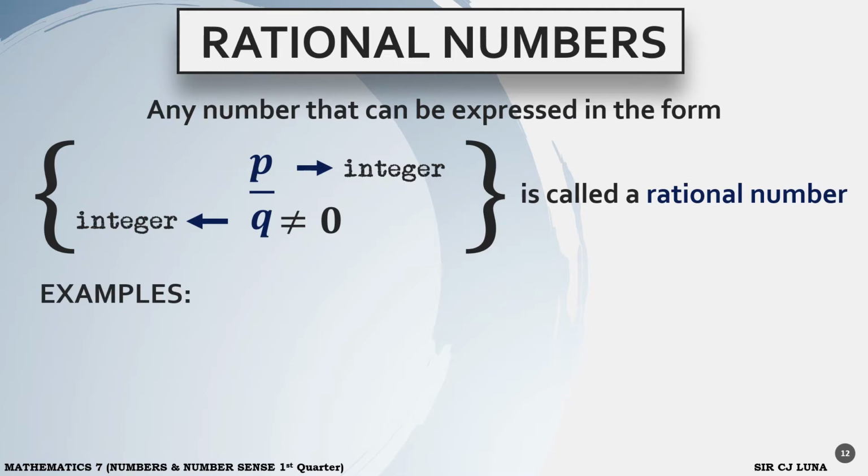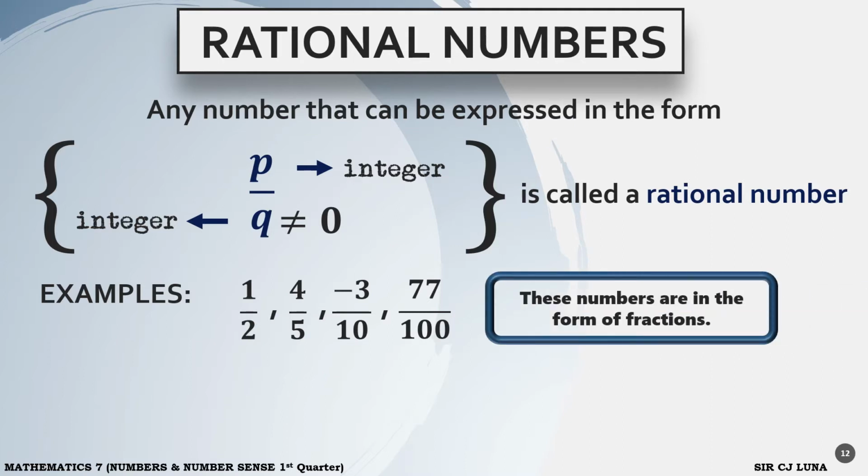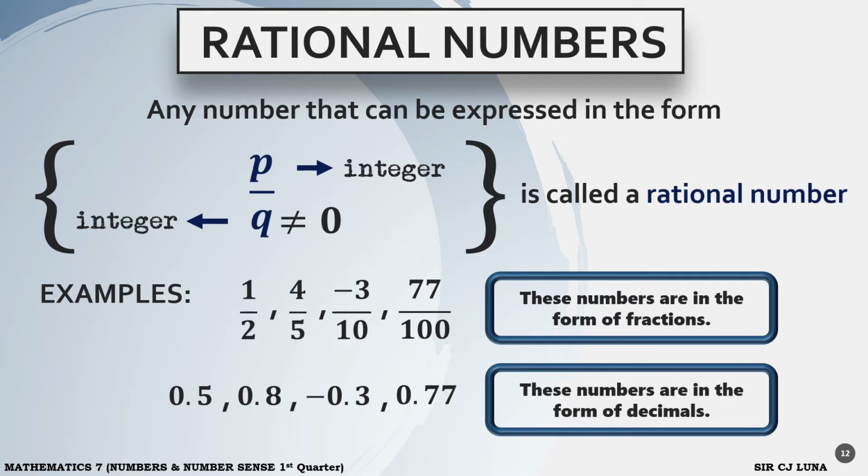Let's have examples of rational numbers. We have 1/2, 4/5, negative 3/10, and 77 over 100. These numbers are in the form of fractions. Another example, we have 0.5, 0.8, negative 0.3, and 0.77. These numbers are in the form of decimals, but these examples are all rational numbers.